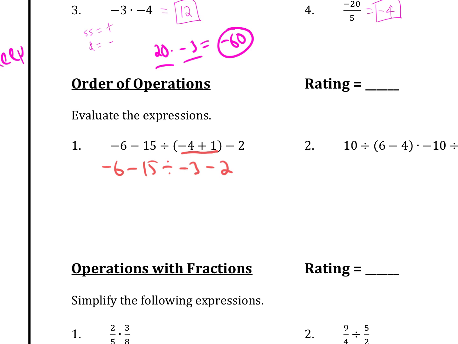No. Any exponents? No. Any multiplication or division? Yeah, we got multiplication. Actually, we got division here. So we're going to do this part right here. So we got -6. What's -15 divided by -3? So it's going to be 5. It's going to be positive or negative? Well, 2 negatives are going to become positive. So we got +5 minus 2.